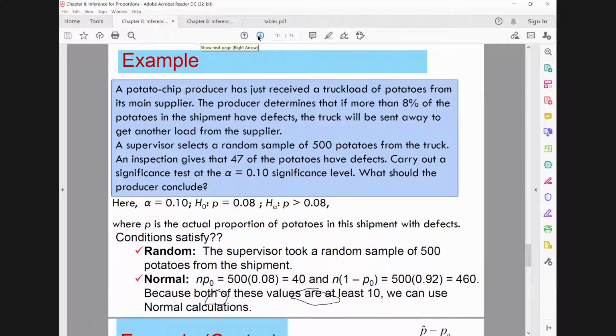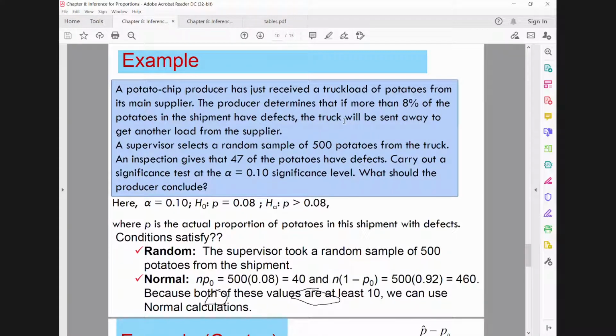This is an example where I try to do this. Here we have a truck, and this truck is accepted if we have less than 8% of the potatoes defective. When it is more than 8% defective, it means the vegetables are not in good condition. Once we have more than 8%, it's not acceptable. However, once we have less than that, it's acceptable.